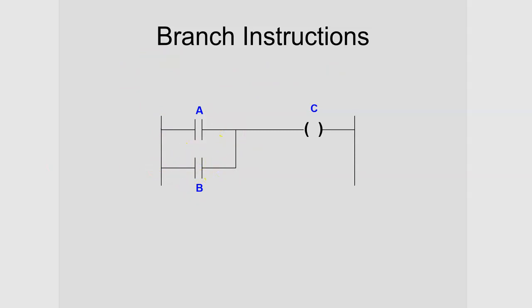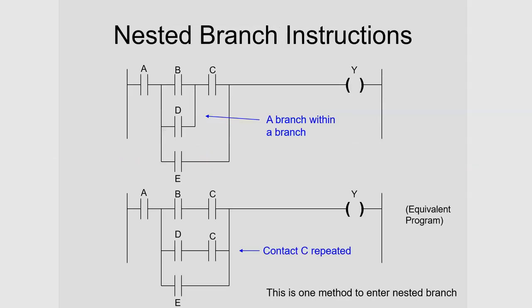Now, sometimes you'll end up with a situation like this. This is called a nested branch. I got one branch, E right here. That path right there is a branch, and I got another branch, D, that makes up a branch.